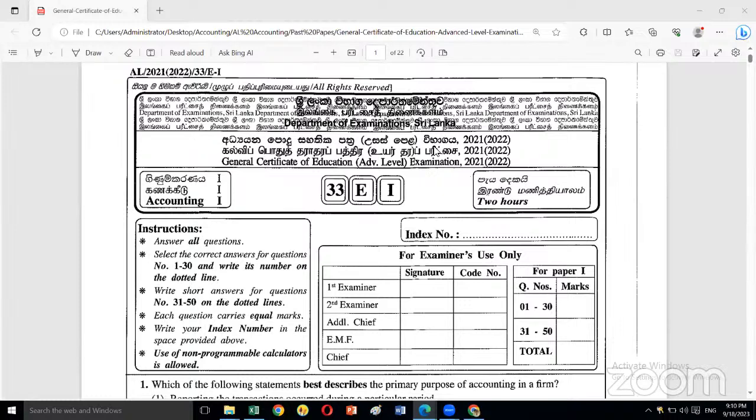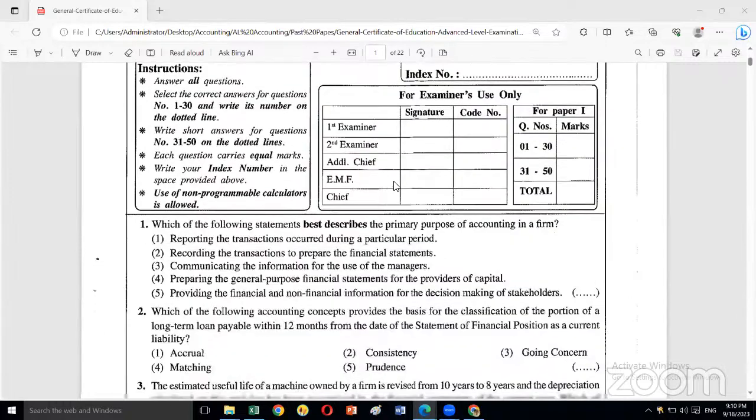So today I am going to discuss the 2021 A-level paper. Every day I am discussing a different paper. Today my target is to complete the 2021 A-level MCQ paper related to grade 12. And after that we can continue with grade 13.